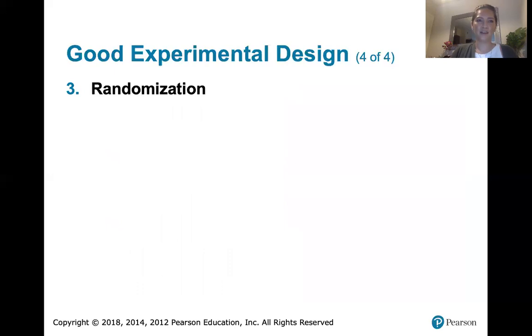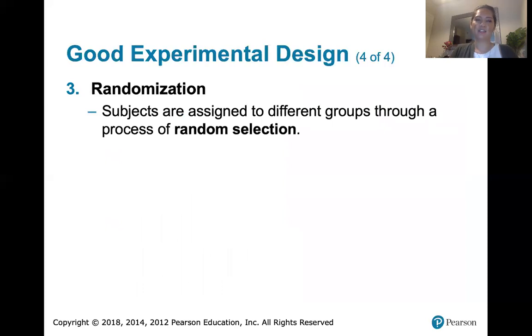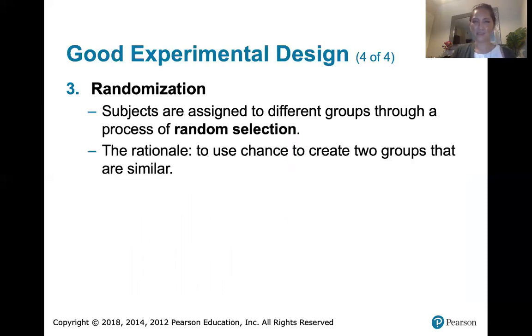The third quality of good experimental design is randomization. This means that subjects are assigned to different groups through a process of random selection. The polio study had subjects assigned in this way. They didn't flip a coin, but they may as well have flipped a coin to determine whether the child would go into the treatment group or the placebo group. That's random selection. The rationale is if we randomly assign people to groups, then by using chance, the two groups that we created are likely to be very similar because we haven't unintentionally grouped similar people in one group and similar people in another group. We just randomly assign everyone everywhere.